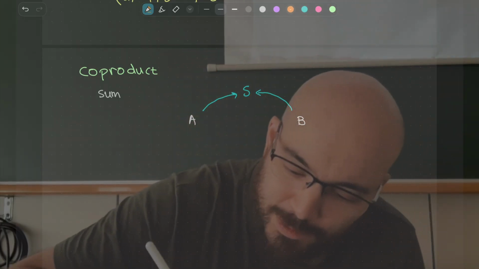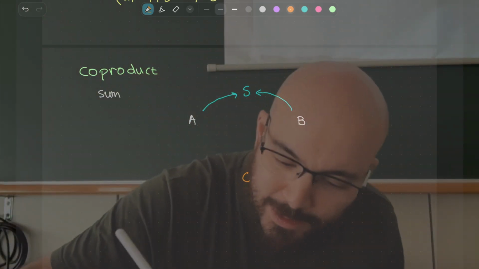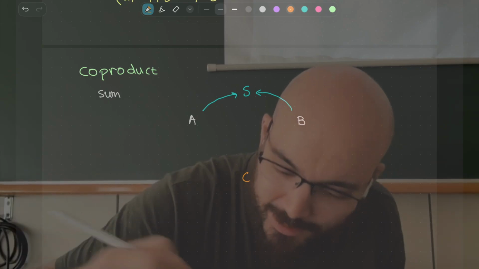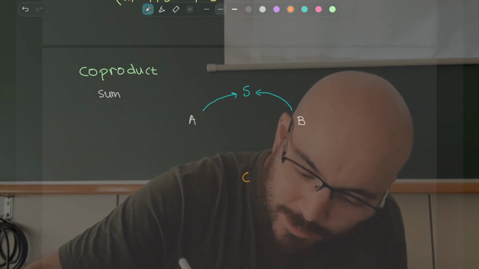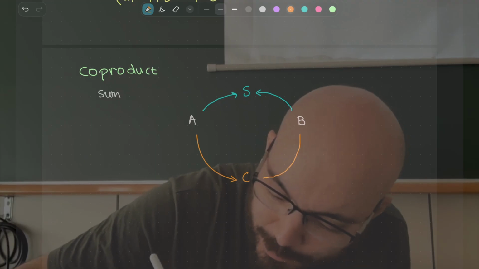So what does it mean to be the best one? I'm not thinking right now, okay? I'm just flipping the arrows. I was thinking when I was doing products. This I get for free. Again, this will come together with two ways to get inside it from A and from B.